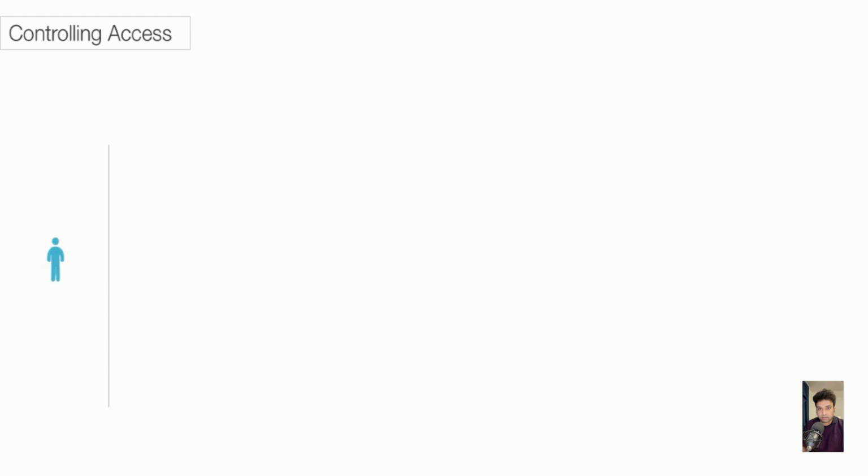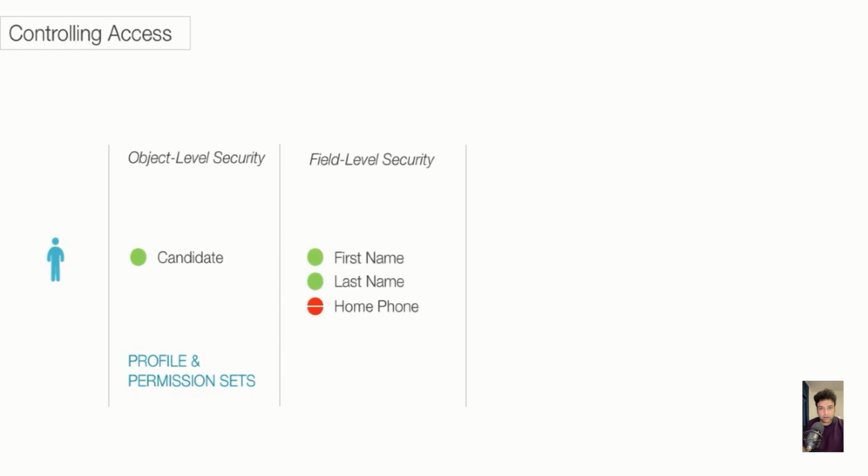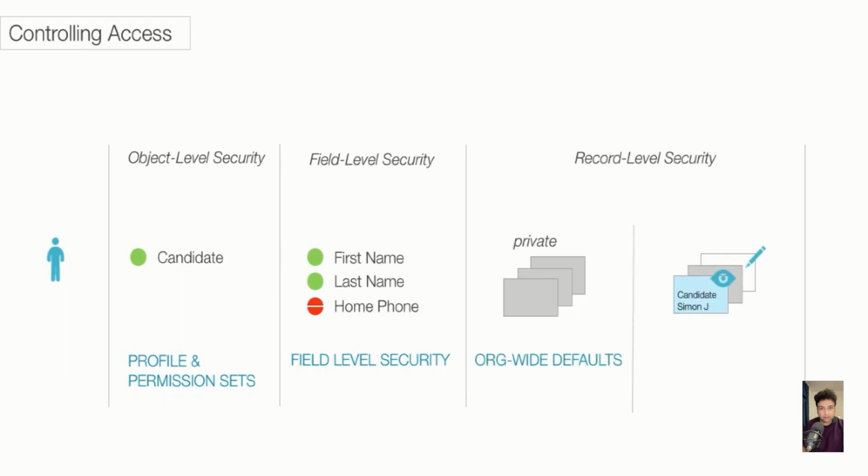To summarize, you can control what objects a user can see using profiles and permission sets, what fields a user can see using field-level security, what records should be hidden by default using organization-wide defaults, and if there are any exceptions that need to be made, we can use sharing rules, manual sharing, and role hierarchy.